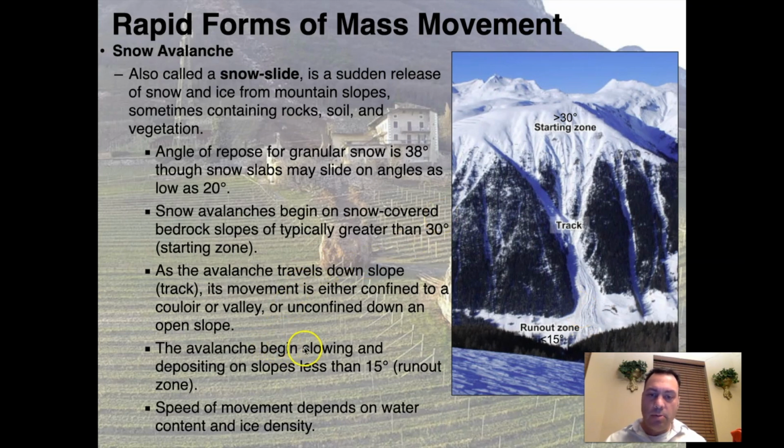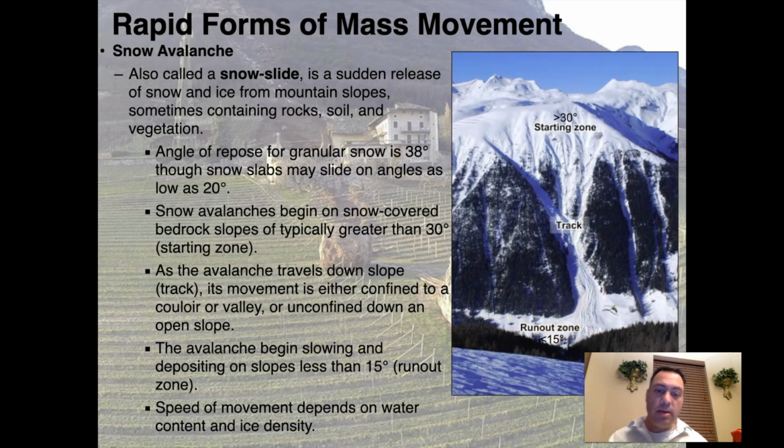And the avalanche will begin slowing and depositing on slopes of less than 15 degrees. We call that the run-out zone. So the material over here is at 30 degrees or greater in terms of the bedrock, right? The snow is pretty flat, but the rock underneath it is actually at a pretty good angle. So material will break loose, come down the track, and then deposit down here in the run-out zone.